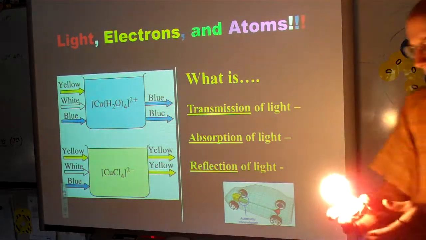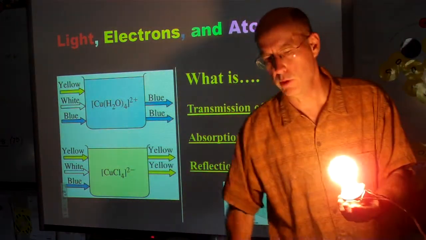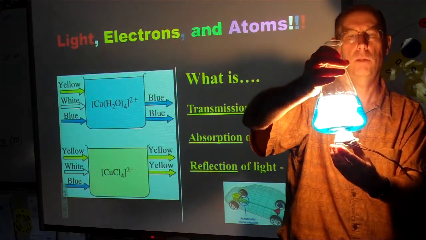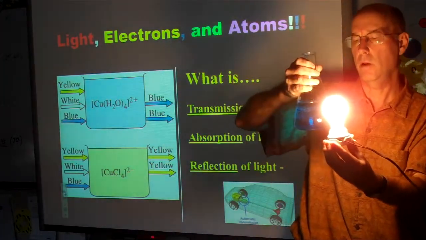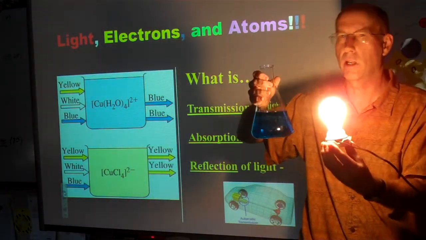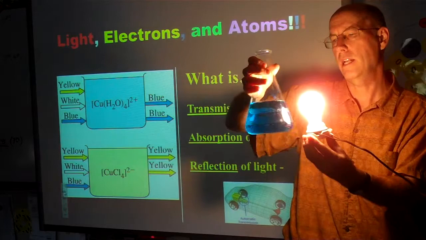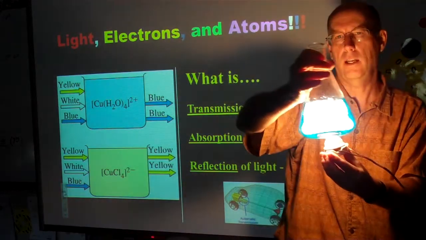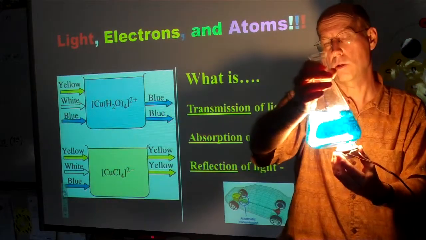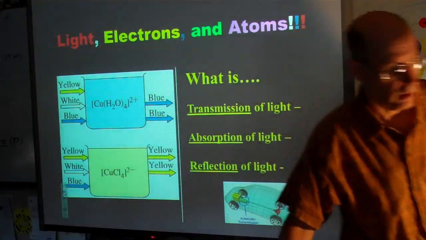So here's my light bulb again, and here's the blue solution. So I'm going to put it here in front. What color comes through? Blue. And then what about this? As you see the light hitting the blue solution and then bouncing back, you can see that that's blue too. So we're talking about light going through, light bouncing off, and also what colors don't make it through a solution.